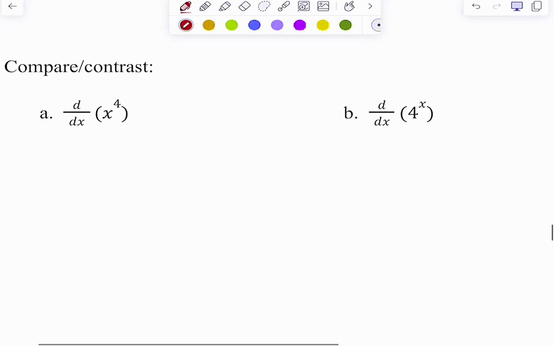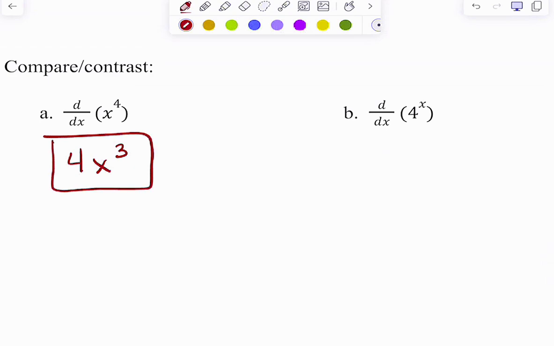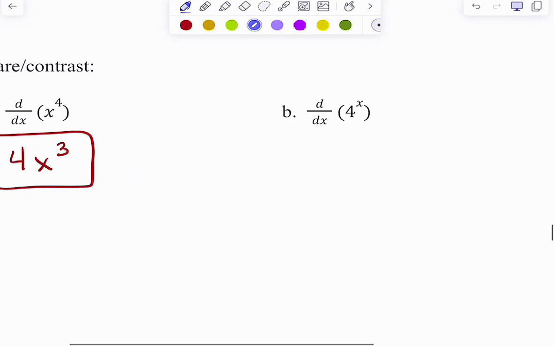This is just power rule, right? Yeah. 4x to the third. Nice and comfortable. Okay. This is our exponent rule. Our exponent rule says we have 4 to the x, and then we have to take the natural log of the base.